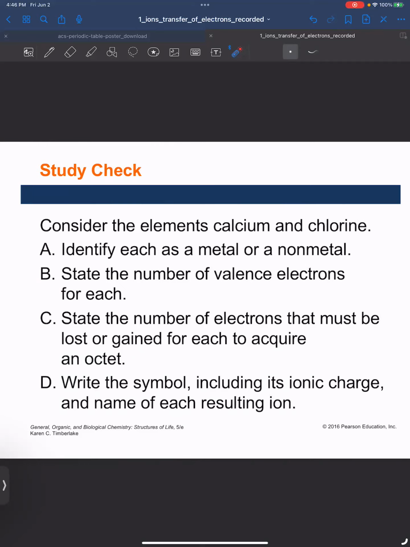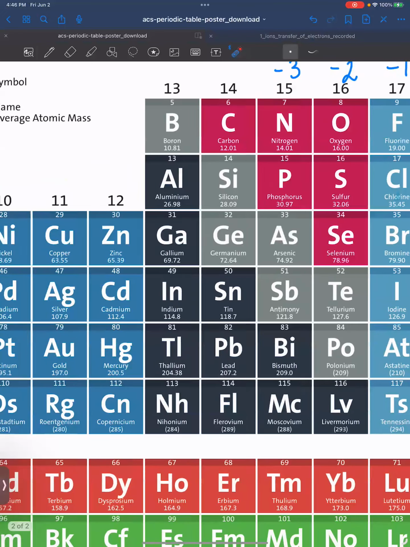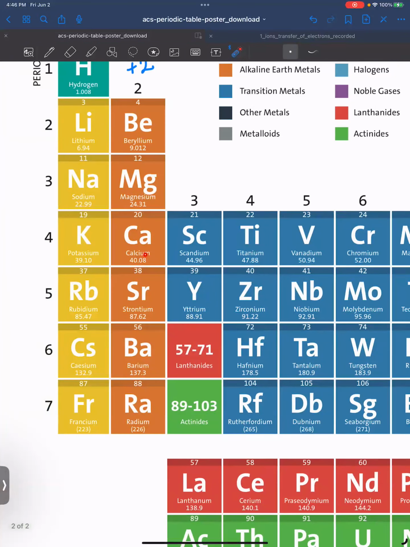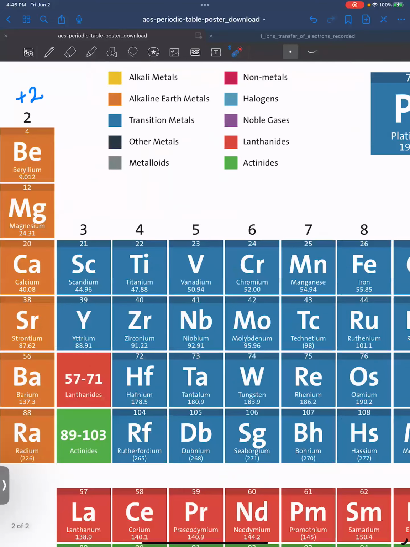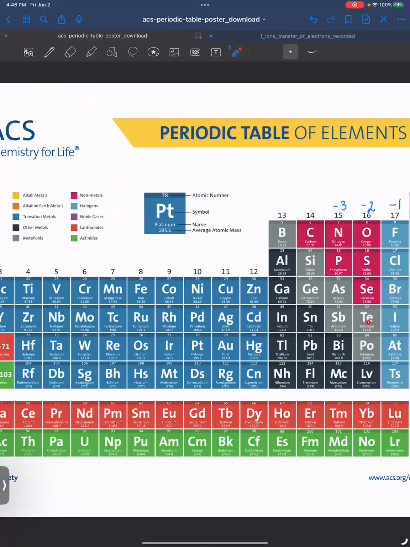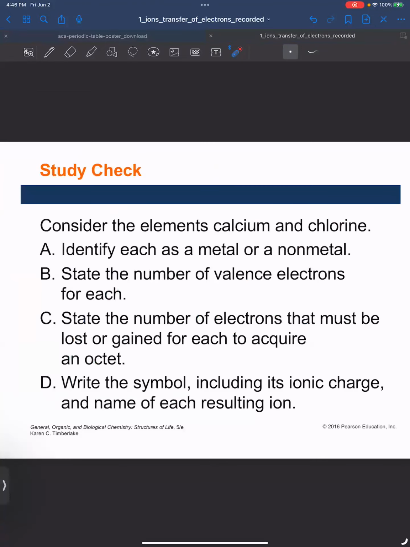So we're going to consider the elements calcium and chlorine. Let's identify each as a metal or non-metal. So is calcium a metal or non-metal? It is a metal. It's an alkaline earth metal. Anything to the left of the gray ladder is a metal. So calcium is a metal.